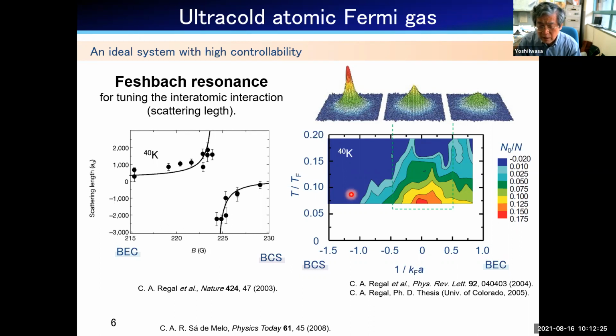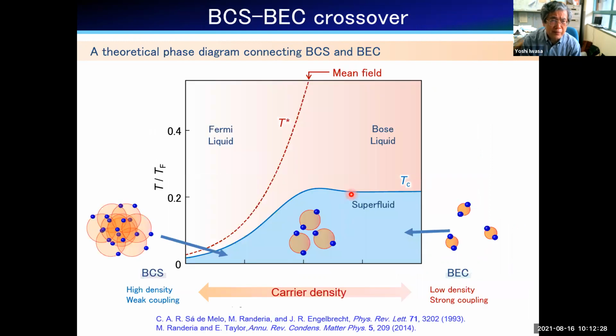So this is the case of the cold atom. But if you look back at this phase diagram and think about superconductors, superconductors basically exist around the BCS limit. Most of the superconductors exist in the BCS limit. But as you know, the interaction between the pairs, we are not able to control. It is basically controlled by the material itself. So how do we control the crossover from BCS to BEC?